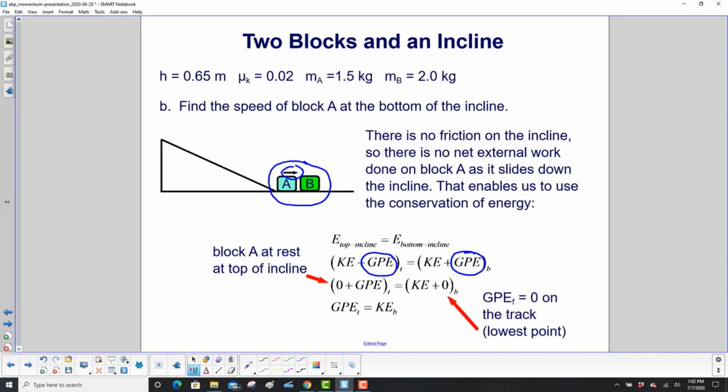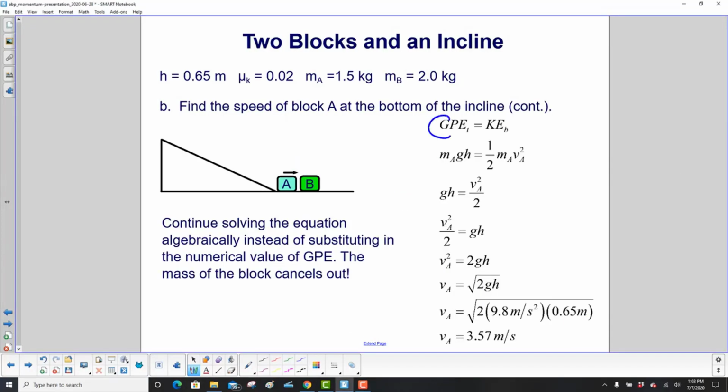So we can use conservation of energy. So we have the energy at the top equals the energy at the bottom. So we have KE plus GPE top. There's a subscript T for top, and here's B for bottom. You're at rest at the top, so the KE is 0. And at the bottom, we're going to set GPE equal to 0 at the level plane there. So you will have no GPE. So all of the GPE at the top goes into the kinetic energy at the bottom. So here's our conservation of energy.